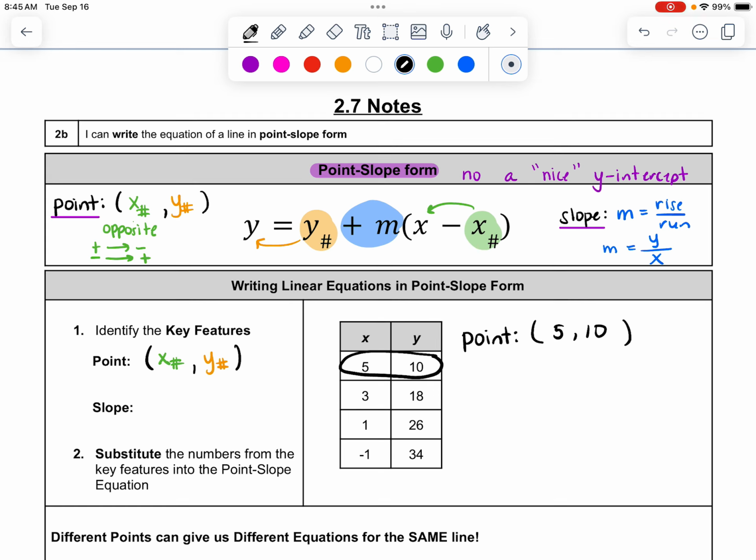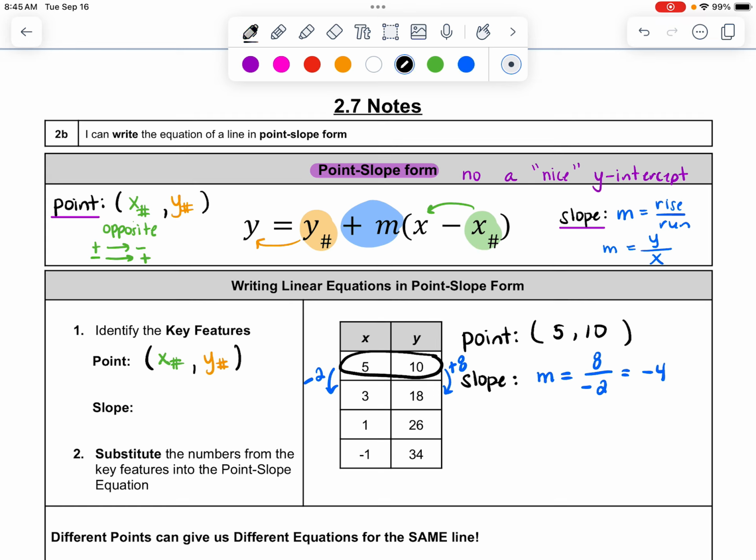Now, last time we learned that your x should always be 0 in order for it to be the y-intercept. The nice thing about point-slope form is that your x can be any number. It doesn't have to be the y-intercept in order to write this equation. We also need to figure out the slope. In order to figure out the slope, I'm going to look at the patterns in the table. The y side of the table is going up by 8, and the x side of the table is going down by 2. So I'm going to write 8 divided by -2, and on my calculator that simplifies to -4.